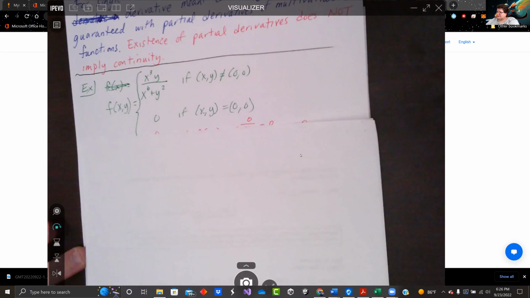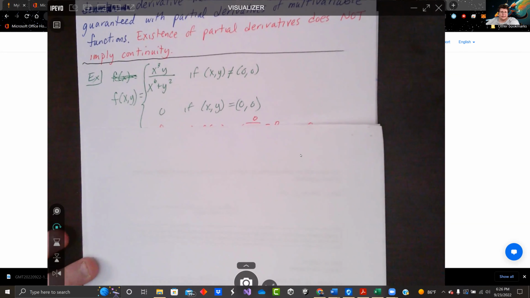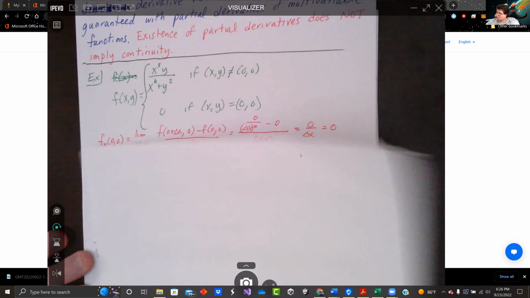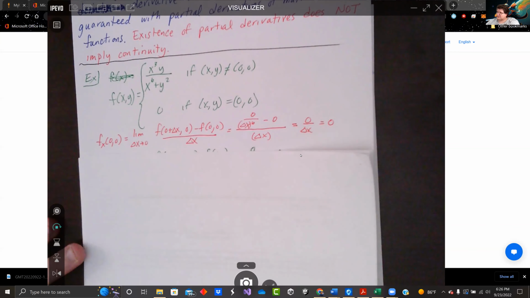We have f of x, y equals x cubed y over the quantity x to the 6 plus y squared if x, y does not equal the origin, and then f of x, y equals 0 if it does equal the origin. We can do partial derivatives of this as x goes to 0 or y goes to 0.